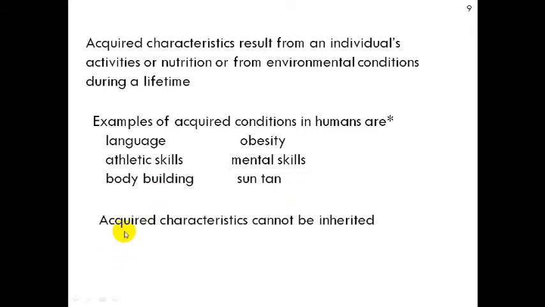Okay, these acquired characteristics cannot be inherited. Take language skills, for example, a couple who are all Malay spoken. Okay, they cannot pass down their ability to talk English to their children. However, their children can learn English in school, based on the environmental condition. Okay, it cannot be inherited. Same goes for mental skills, which is more like intelligence. It cannot be inherited. Okay, athletic skills and also suntan.